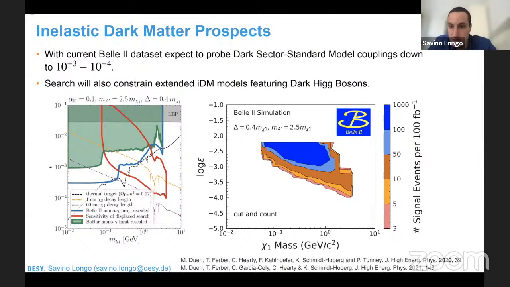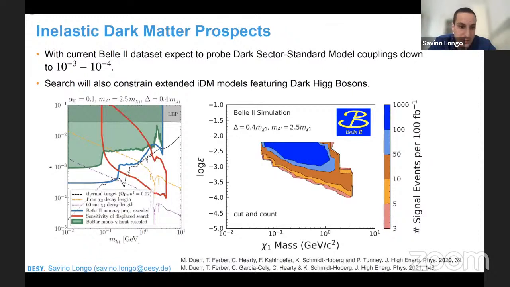And on the right, this is showing a signal yield calculation where we simulated several different IDM models and computed, taking into account our reconstruction efficiencies, what type of yields we expect for 100 inverse femtobarns. We can see we get results consistent with the theory prediction. So with this analysis, we'll be able to explore couplings from 10 to the minus 3 all the way down to 10 to the minus 4.